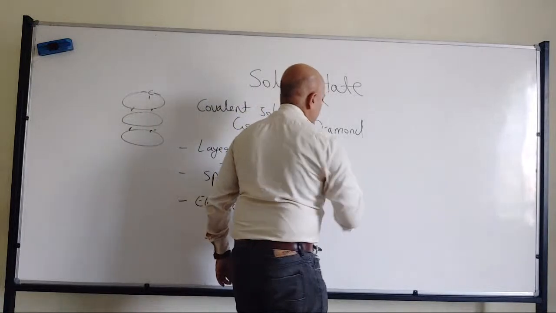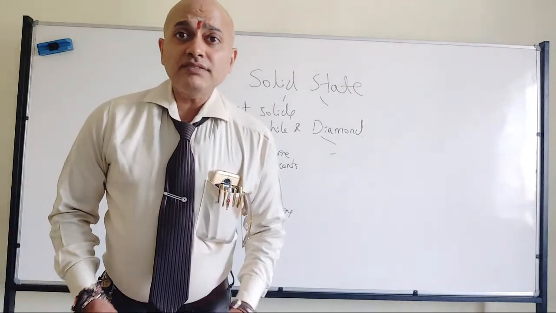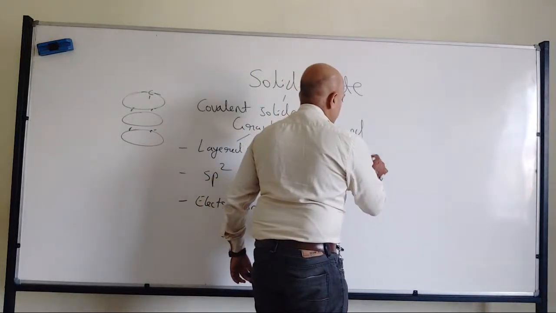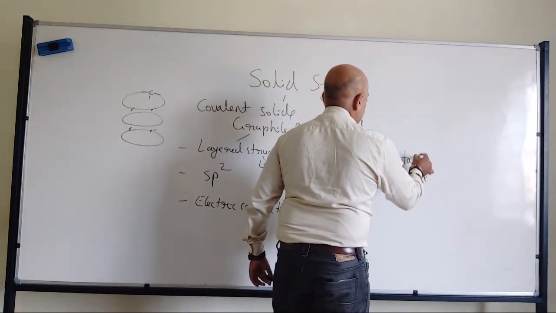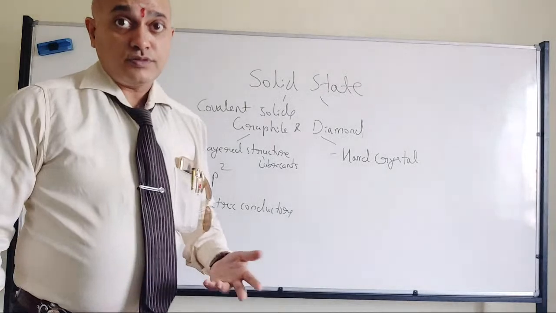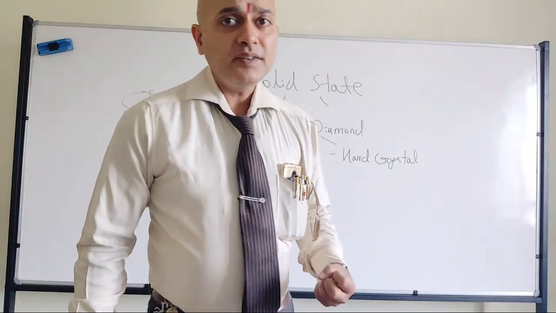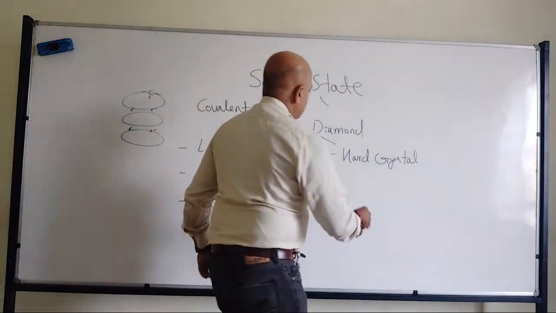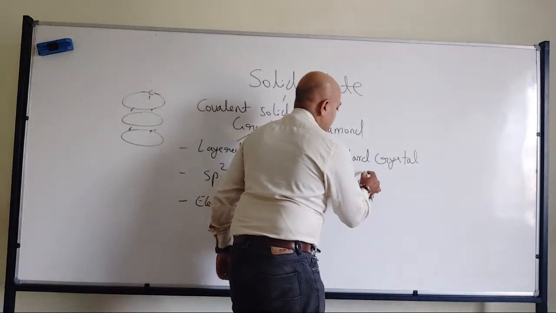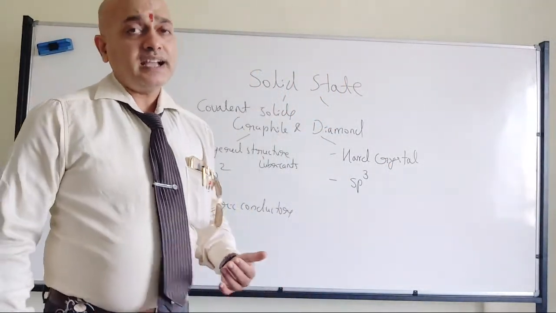Now when it comes to diamond, it does not have the layered structure. So it forms a very hard crystal. Naturally it cannot be used as a lubricant, because it is a hard material. Now, why is diamond very hard in nature? That is because it has sp3 hybridization.